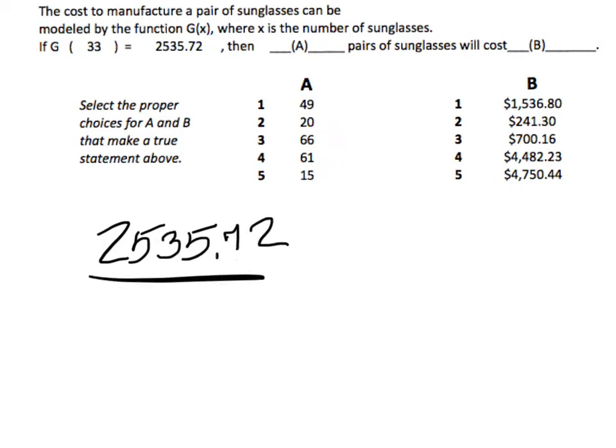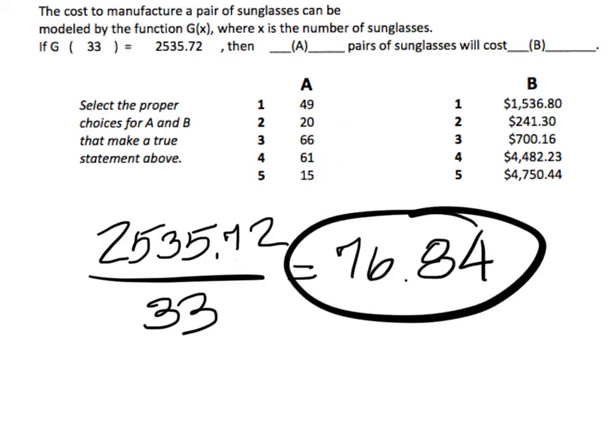2535.72 divided by 33. Okay, what do you get? $76.84. All right, $76.84. So now we have these choices for the pairs of sunglasses and these choices for the cost to manufacture whatever number of pairs of sunglasses you choose.